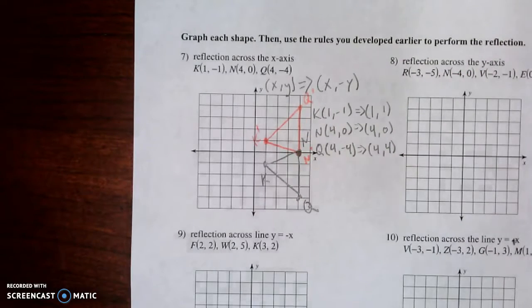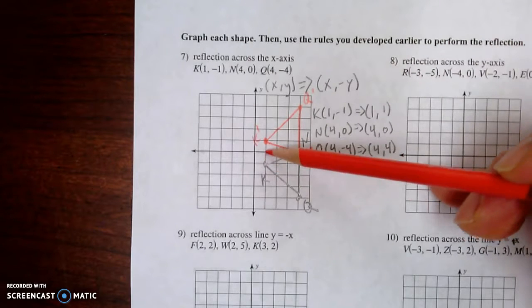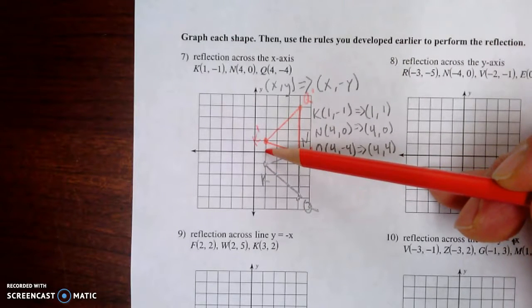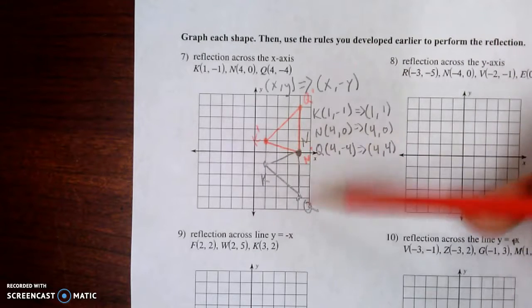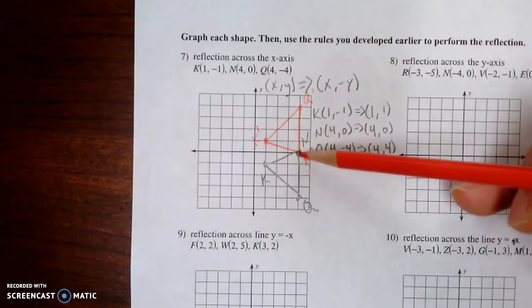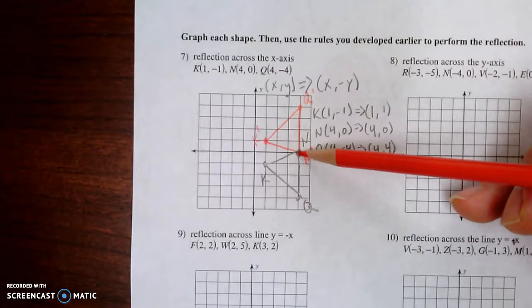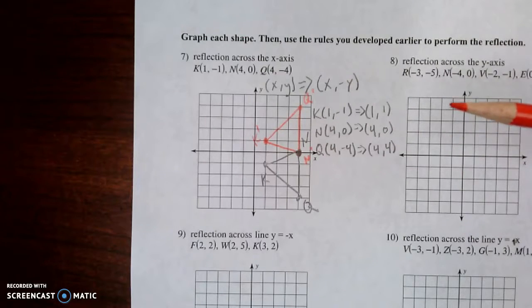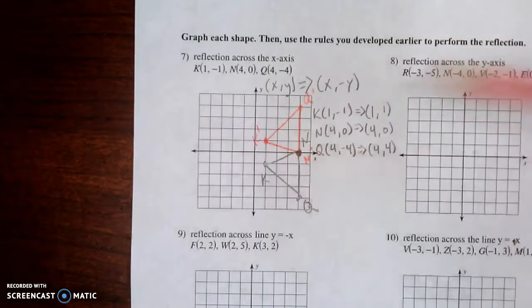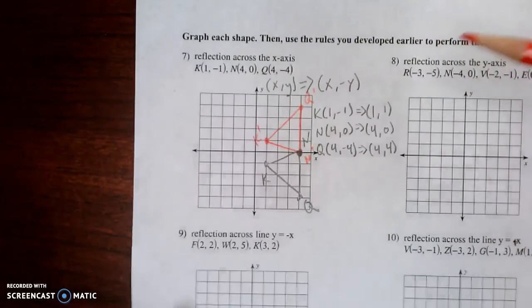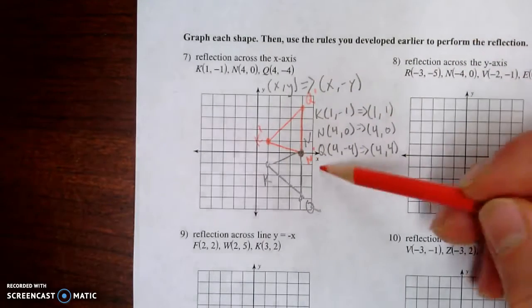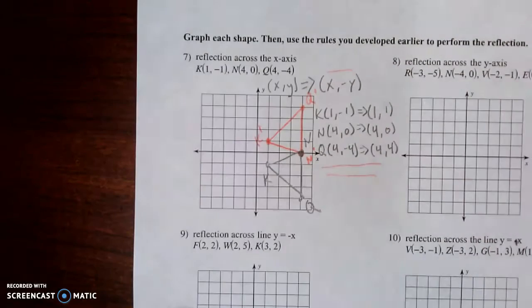And how do we know if we've done it right? Well, let's see. K was 1 space from the x-axis, and K prime is 1 space in the other direction. Q is 1, 2, 3, 4 spaces from the x-axis, and Q prime is 4 spaces on the other side. N is right on the axis, 0 spaces from the axis, and N prime is also 0 spaces from the axis. So it works according to how we originally did it. It matches how the reflection should look, except we use these coordinates and the rule to get there.